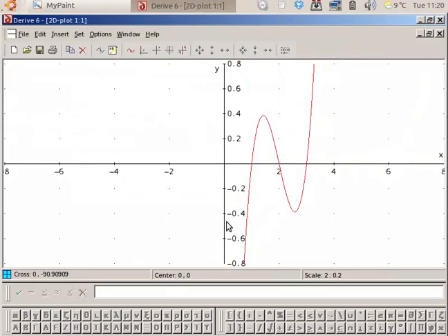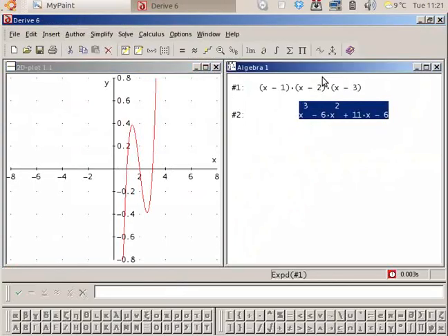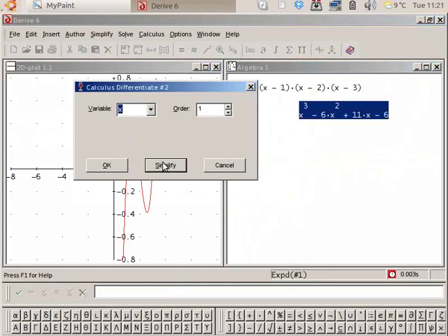So we can see where the two turning points are. There'll be one at around about here, which would be a max, and there'll be one around about here, which is a min. So at around about 1.5 maybe, and at around about maybe 2.5, there'll be a max and a min. Now let's have a look at the derivative. So derive can differentiate for us as well.